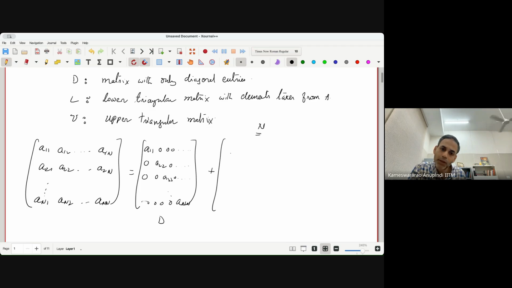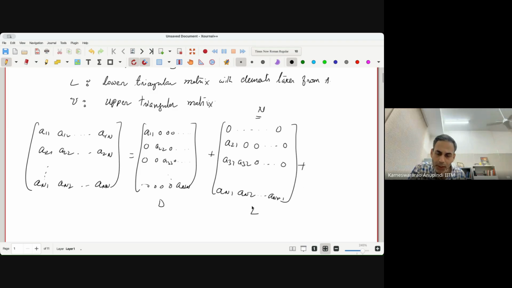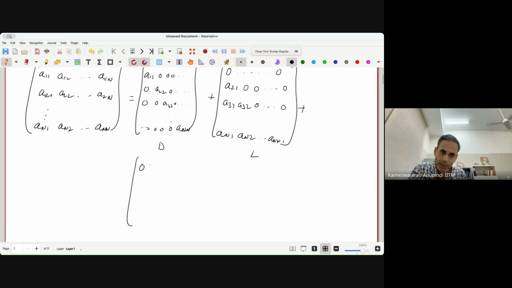Plus the lower triangular matrix, which is going to be all zeros in the first row, then A21, 0, 0, 0, then A31, A32, 0, 0, and similarly AN1, AN2, all the way to AN,N-1, 0. That is your lower triangular matrix, your L. Plus the upper triangular matrix, which is going to be 0, A12, A13, all the way to A1n, then 0, 0, A23, all the way to A2n, and all the way to A(N-1),N, with zeros elsewhere. That is how I have split it.